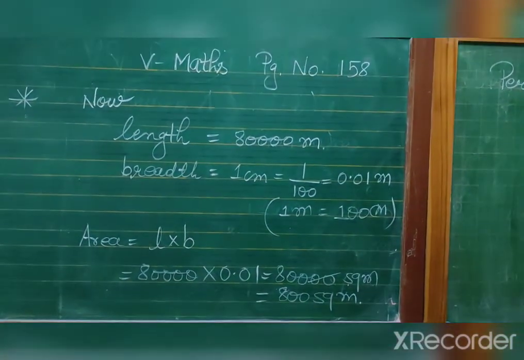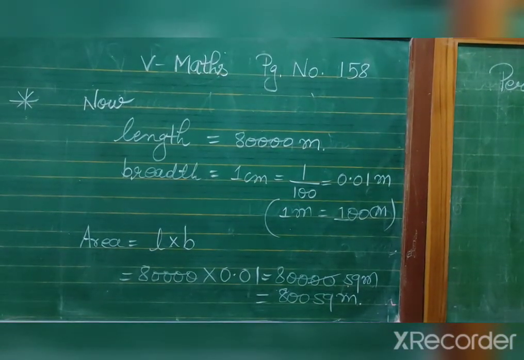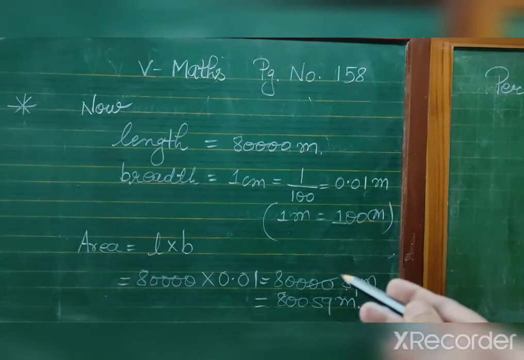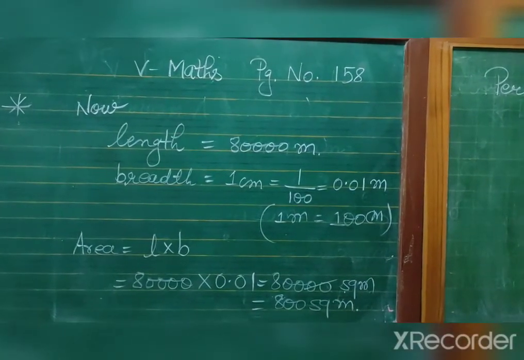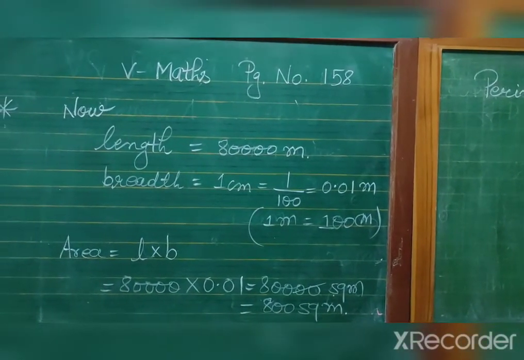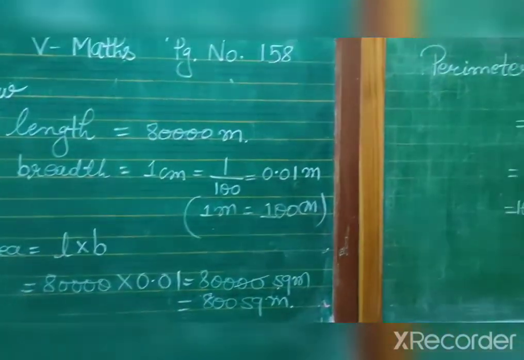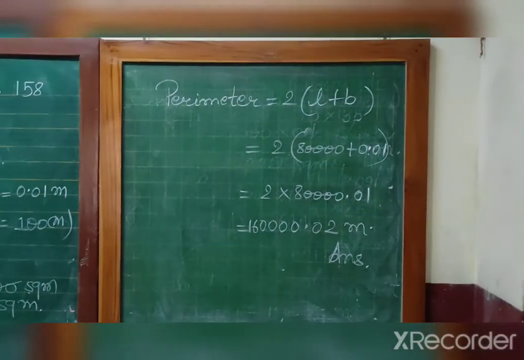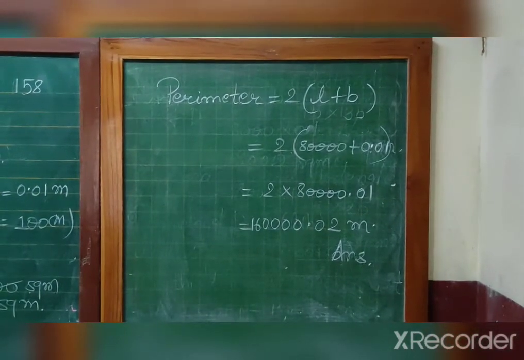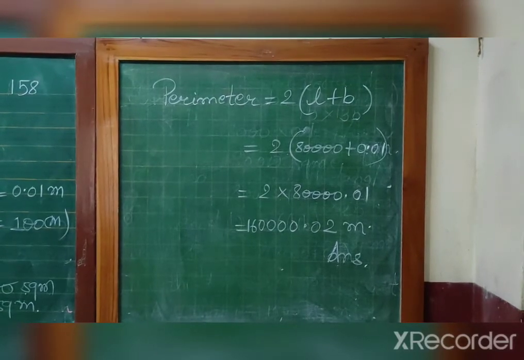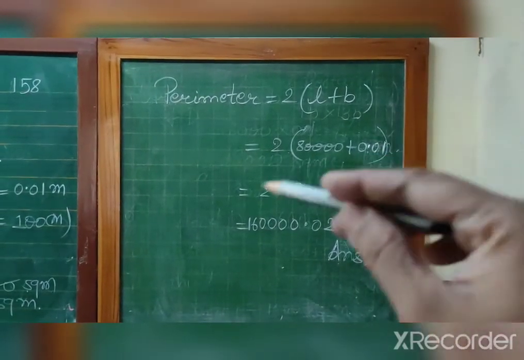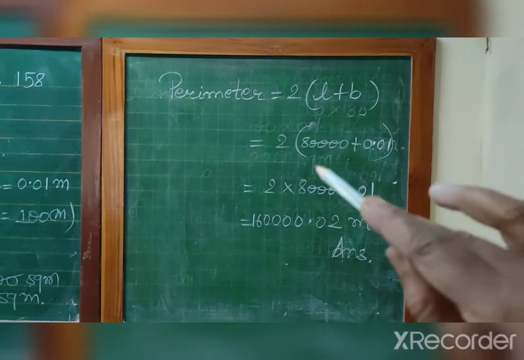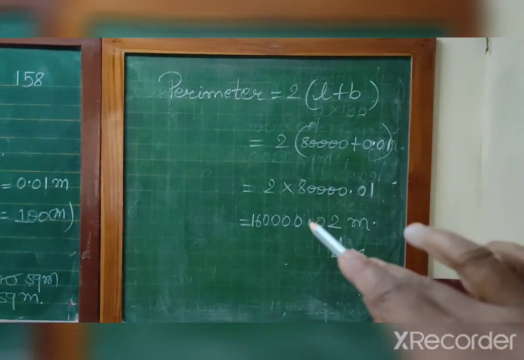Now area is equal to length into breadth. So 80,000 multiplied by 0.01. So 80,000 ones are 80,000, and before 2 digits we will put a decimal. So 800 square meter covered according to area. Now perimeter we will calculate by using this length and breadth. So perimeter equal to 2 in the bracket length plus breadth. So 2 into 80,000 plus 0.01. So 2 into 80,000.01, multiply: 2 ones are 2, 2 zeros are 0, 0, 0, 2 eights are 16. Before 2 digits we will put a decimal.